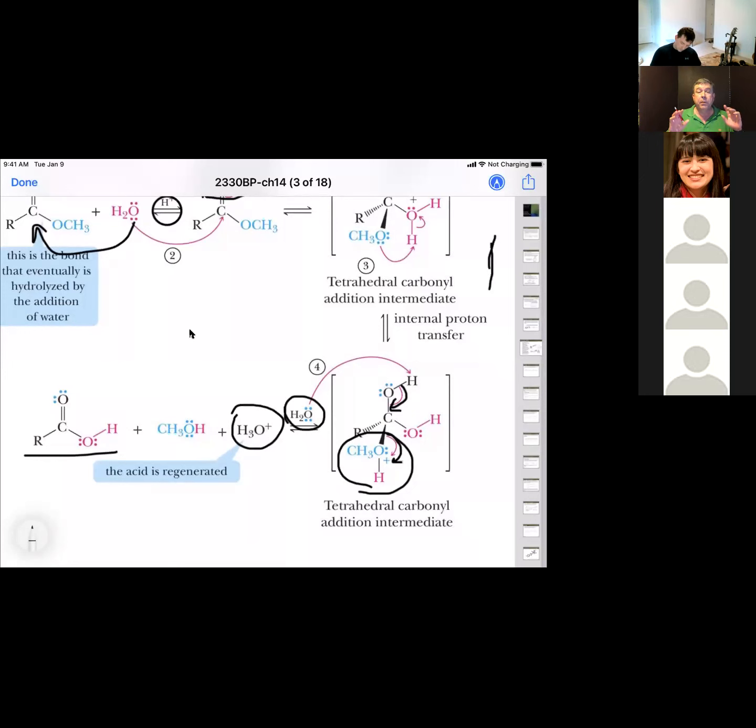Okay, before, when we were making the ester, you used a large excess of the alcohol, or you removed the water from the reaction to drive it to make the ester. In this case, we just use a large amount of water with an acid catalyst, and it'll drive the reaction back to the carboxylic acid and the alcohol.